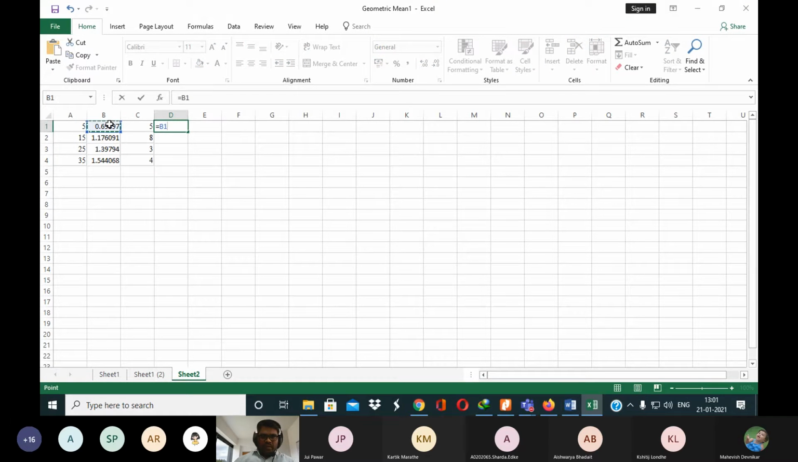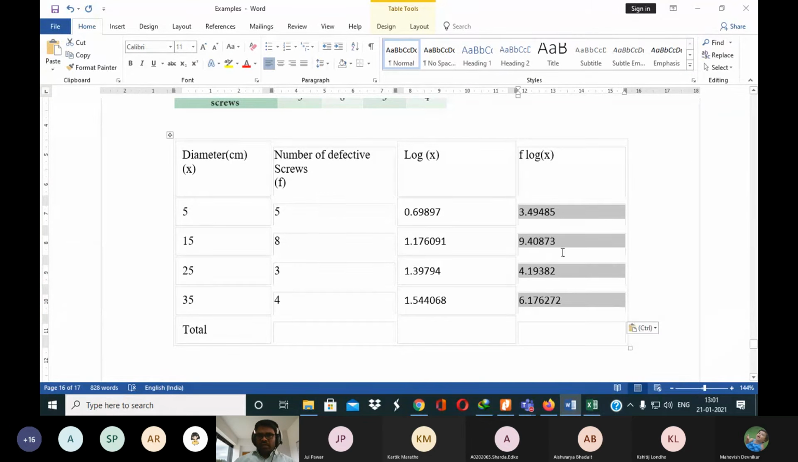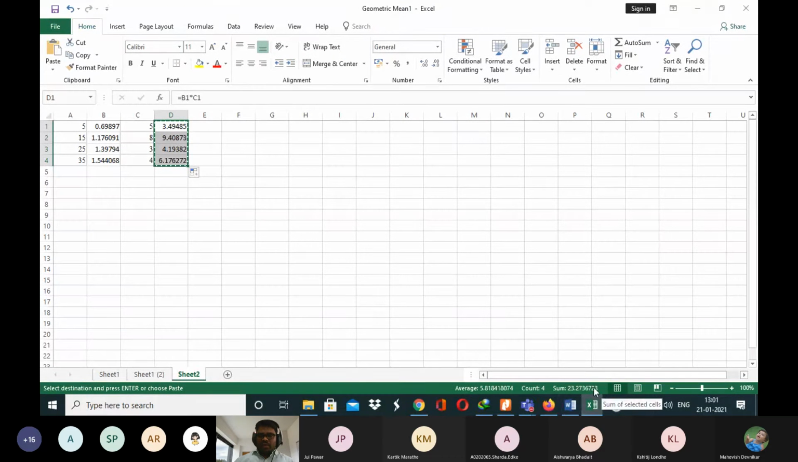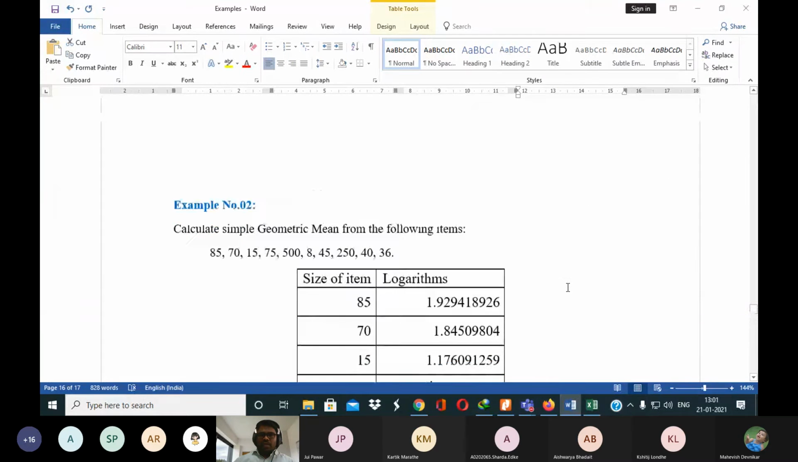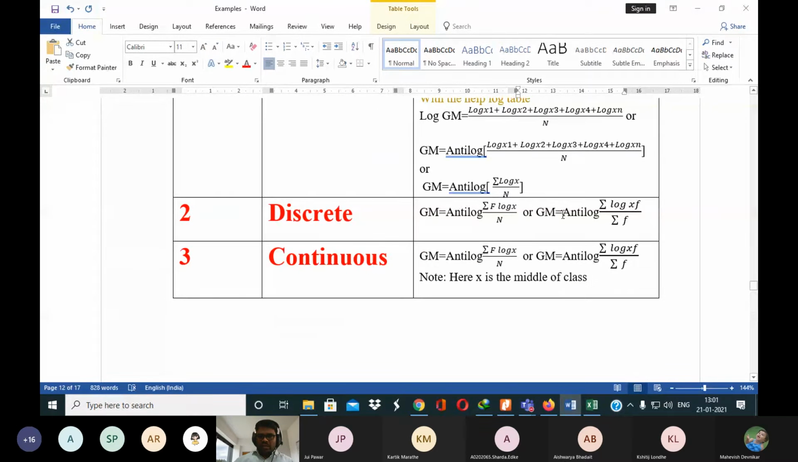Here, this log of x value into this 5. You can calculate the rest by your own, and this value will appear. So now we want to find the summation of f of log x. Why? Because the formula for the calculation of the geometric mean in a discrete series is like this. You can use it like this or like this, any one of the formulas you can use.